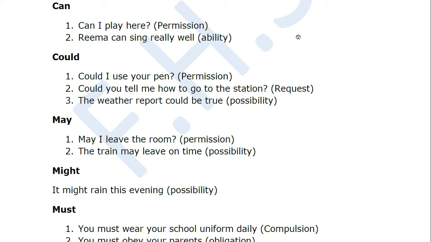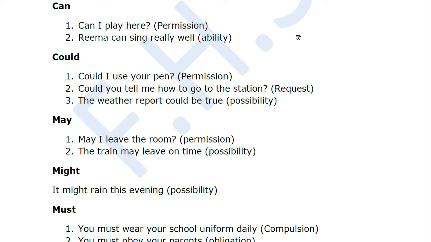Next one, could I use your pen? Here you are asking someone permission whether you can use their pen or not. Next, could you tell me how to go to the station? Here you are requesting someone to give you directions, how to go to any place. Here it is the station.